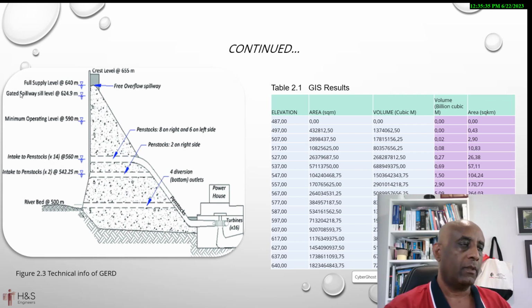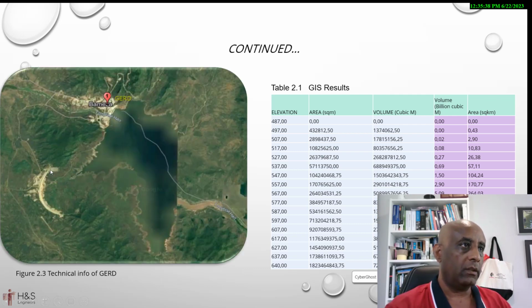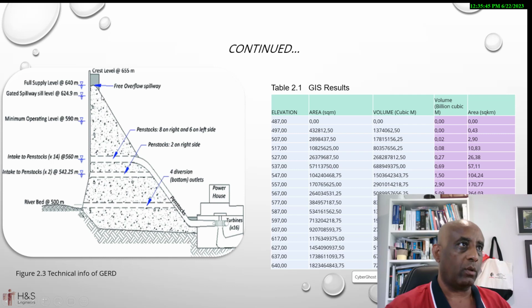You see, the spillway. Let me show you. This is a spillway here. There is a spillway. This is a dam. The dam has at the top one spillway, 640 meters. And at 624.9 meters, there is another spillway. If it is necessary to release the water, then this can be opened and be released. But normally, it's just closed.